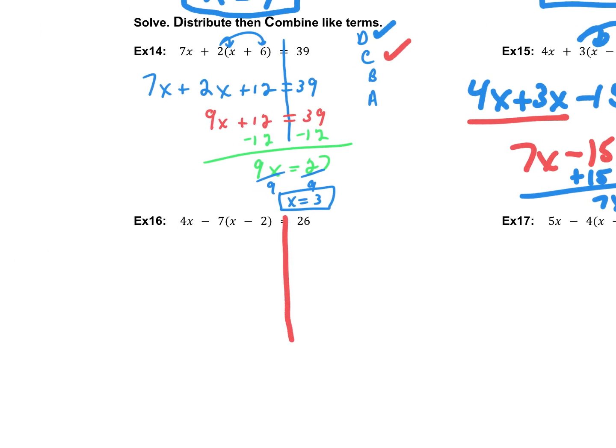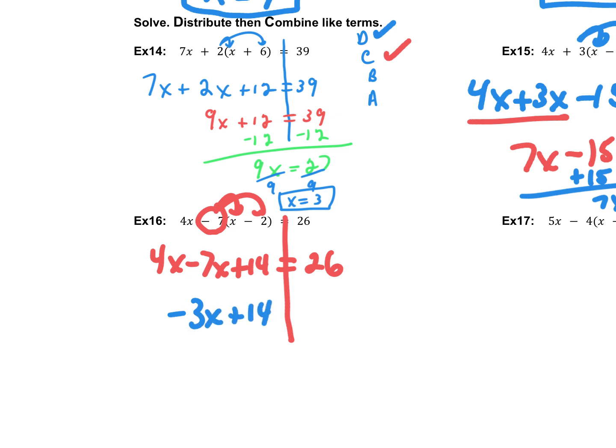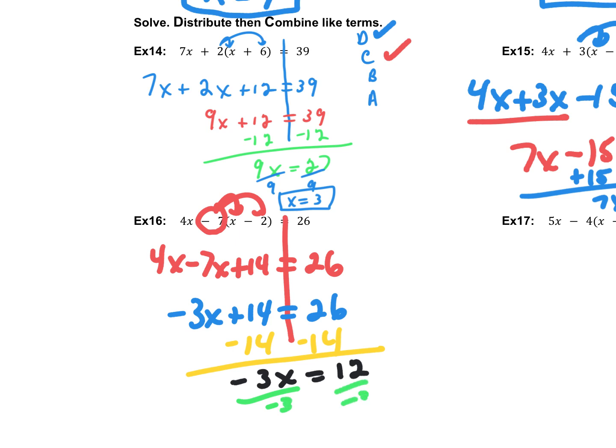Hint, hint, don't forget to show all your work. Okay, you're going to draw a line down here. 4x minus 7x, I'm distributing, plus 14 equals 26. Remember, that's a negative 7. That's negative 3x plus 14 equals 26. Subtract 14 from each side. You're going to get negative 3x equals what? 12. Divide by negative 3. And x is equal to negative 4.